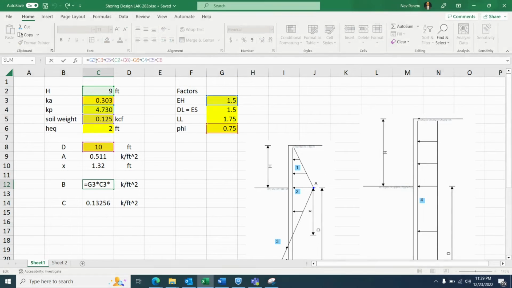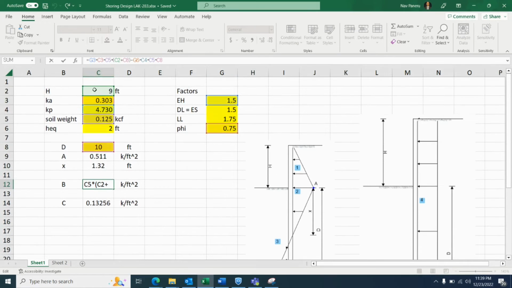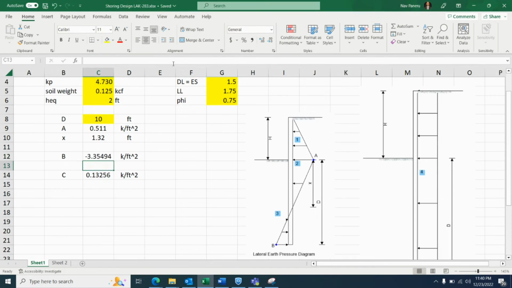I'm using the load factor for active pressure, which is EH 1.5, multiplied by C3, which is Ka, and then gamma, and the depth will be H plus D, which is C2 plus C8. Then I'm subtracting the passive component, with C4 as Kp, and then gamma, and C8 is the embedment depth, because we don't have passive pressure coming all the way from the top. It's coming from the dredge line, so we're using depth D, and that's how you got B.